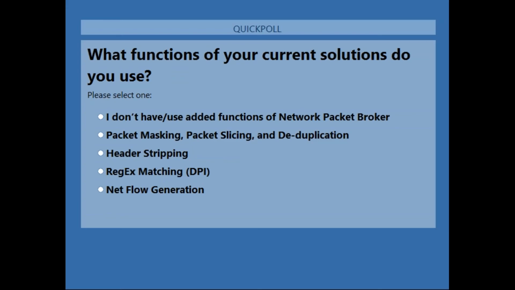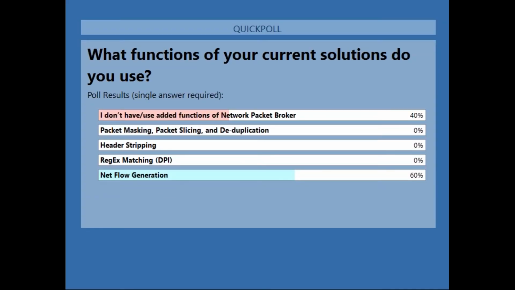Great. So we have the result from the poll back. As expected, a fair number of people don't have a network packet broker, but a lot of people use it for NetFlow generation, which is great. I actually talk about that in a couple of slides. I'm surprised that no one selected deduplication. That seemed to be one of the common things that everyone needs out of the solution. Packet masking is very nice inside of PCI environments and such.